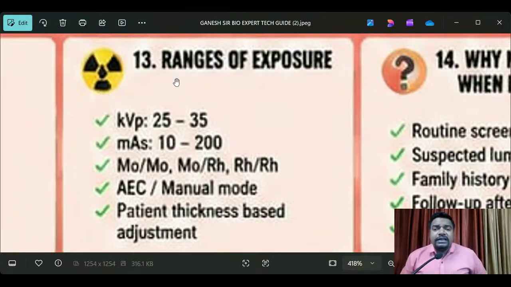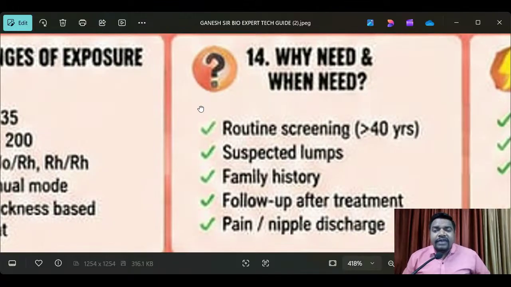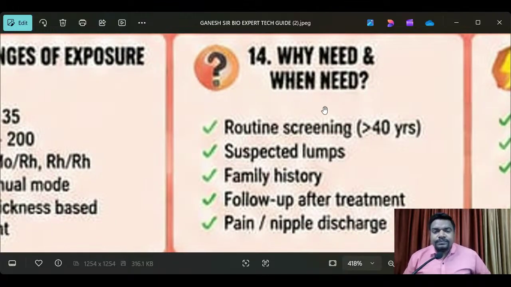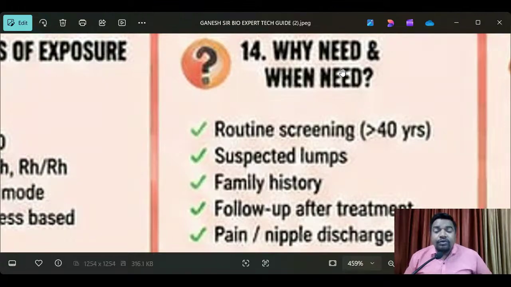Now let me go through the 13 points, the ranges of exposure for mammography. Listen to everything I'm saying very clearly. It is a time-taking process, one or two hours, it's not a matter for me. Once I provide the information, it is recorded in my live sessions. Now the next point: why is it needed and when is it needed? Why is this mammography equipment needed? This is a very good question, and these are all the questions. As a qualified biomedical engineer, you have completed your graduation. You are not a child.